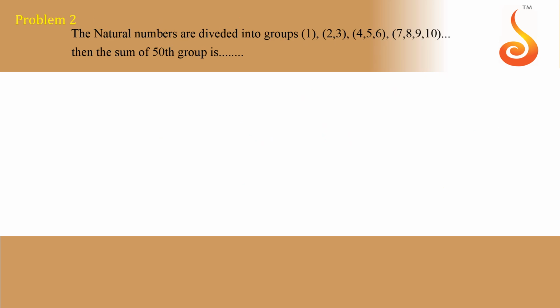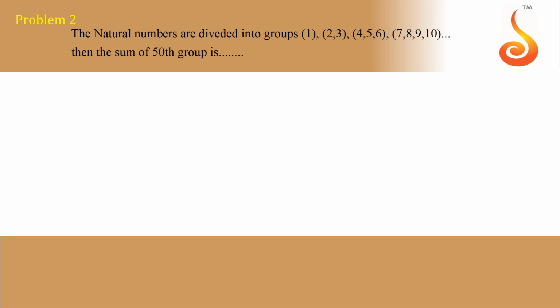Problem number 2. The natural numbers are divided into groups: 1; 2, 3; 4, 5, 6; 7, 8, 9, 10, and so on. Then I want to find the sum of the 50th group. So if you observe carefully, the first bracket contains one natural number, the second bracket contains two natural numbers. Like that, the 50th bracket or 50th group will contain 50 natural numbers. But if you know the first term of the 50th bracket, you can find the bracket sum.